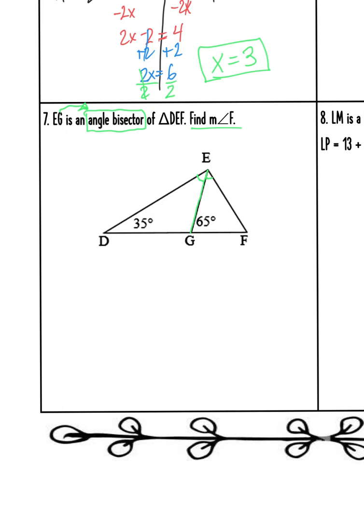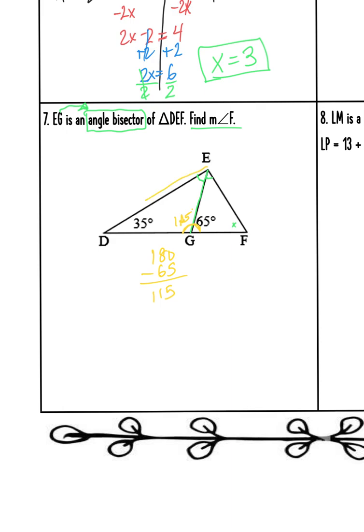So we're looking for this angle here. What can we do? Well, the first thing I notice is this is a linear pair. So how do I find this missing angle? A linear pair adds up to 180, so if I do 180 minus 65, we get 115. So this angle is actually 115 degrees right there.